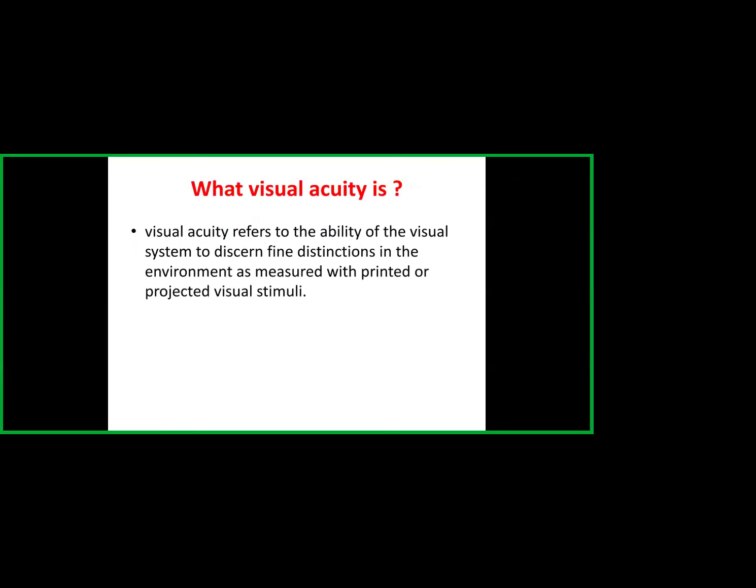The ability to focus, the ability to distinguish details, is known as visual acuity. There are two types of visual acuity, static visual acuity and dynamic visual acuity. Visual acuity refers to the ability of the visual system to discern, find distinctions in the environment as measured with printed or projected visual stimulus.